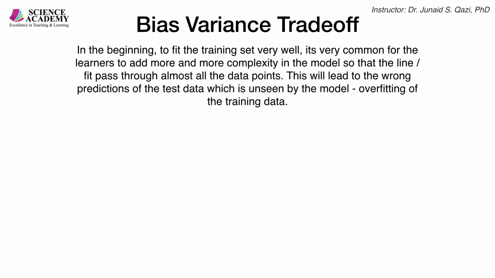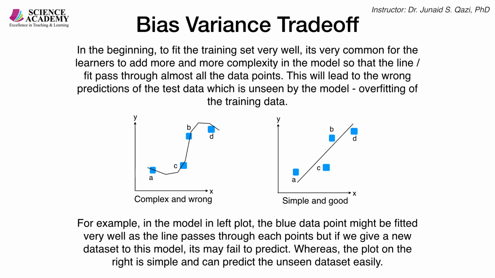It's very common practice for beginners to fit the training set very well. So the learners actually add more complexity in the model so that the fitted line passes through all data points. This will lead to wrong predictions on data which is unseen by the model, called overfitting of the training data. Let's try to understand this with a very simple example.